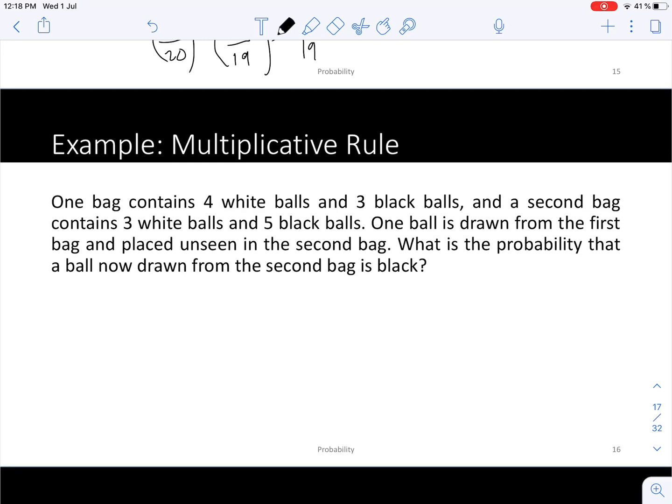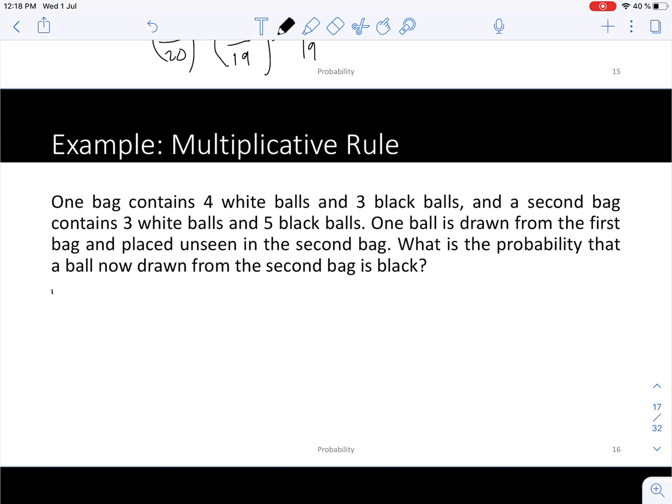All right, let's check a more interesting example. One bag contains 4 white balls and 3 black balls, and a second bag contains 3 white balls and 5 black balls. One ball is drawn from the first bag and placed in the second bag. We don't know if it was black or white. Now, what's the probability that a ball now drawn from the second bag is black?